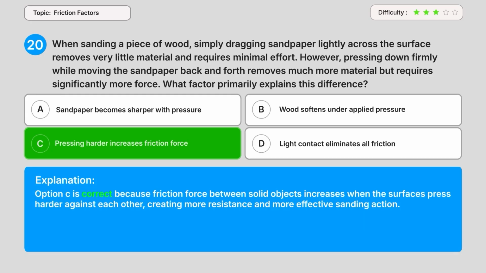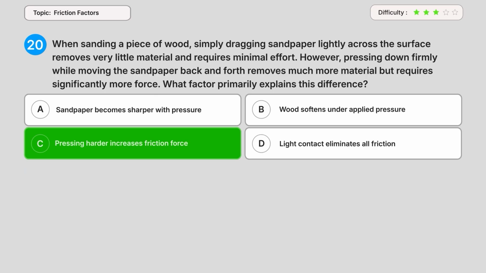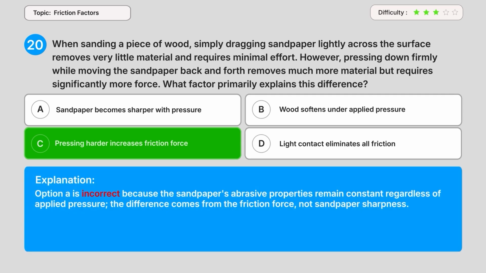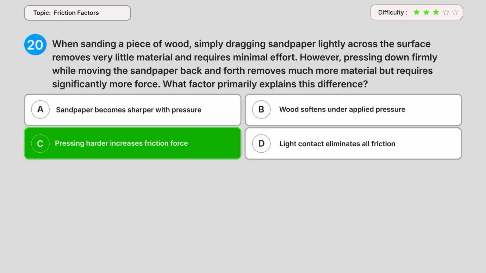Explanation. Option C is correct because friction force between solid objects increases when the surfaces press harder against each other, creating more resistance and more effective sanding action. Option A is incorrect because the sandpaper's abrasive properties remain constant regardless of applied pressure. The difference comes from the friction force, not sandpaper sharpness.